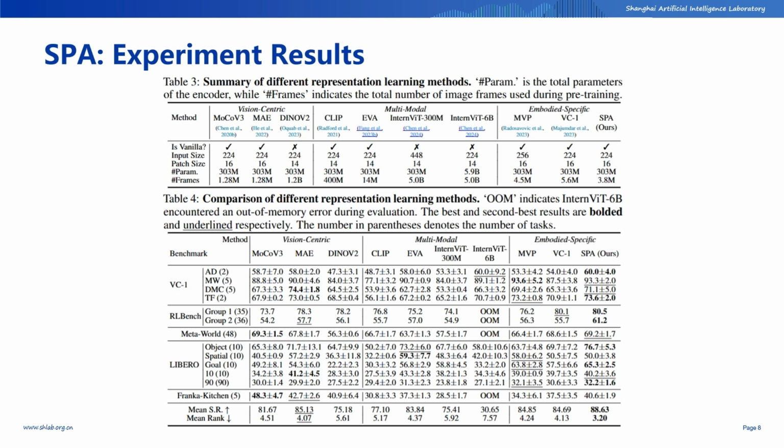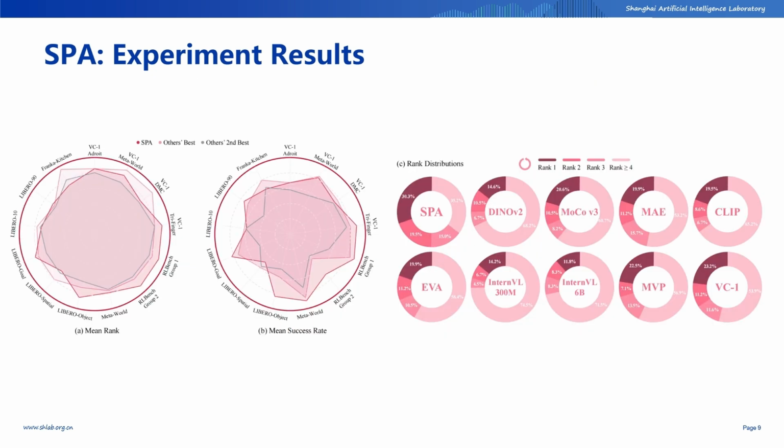For instance, ImageNet pre-trained methods, e.g., MoCo V3 and MAE, perform exceptionally well on the Franka Kitchen benchmark, suggesting a minimal domain gap between ImageNet and Franka Kitchen observations. These observations underscore the importance of our large-scale embodied evaluation. We also visualize performance using radar charts and pie charts, demonstrating SPA's superiority in both mean success rate and mean rank.